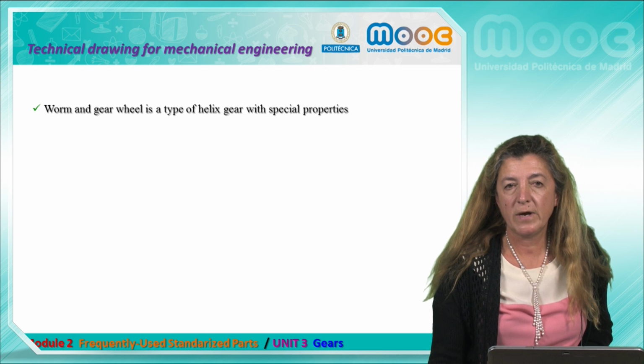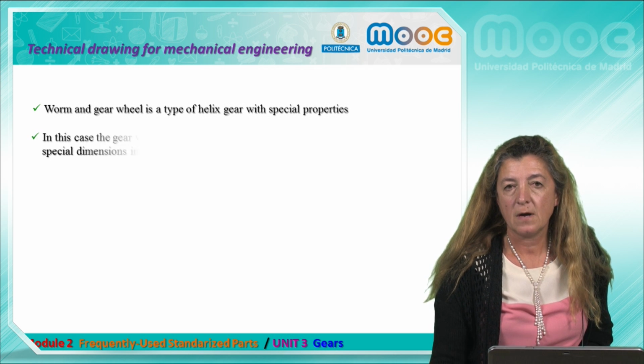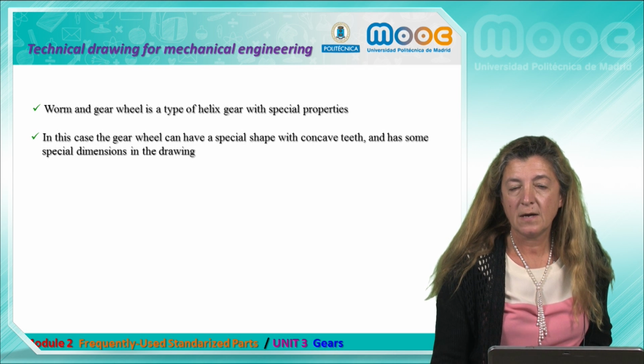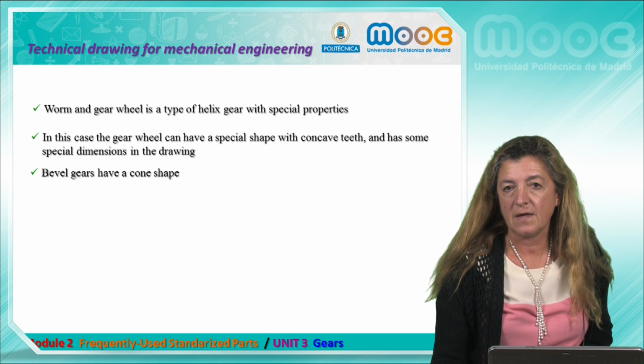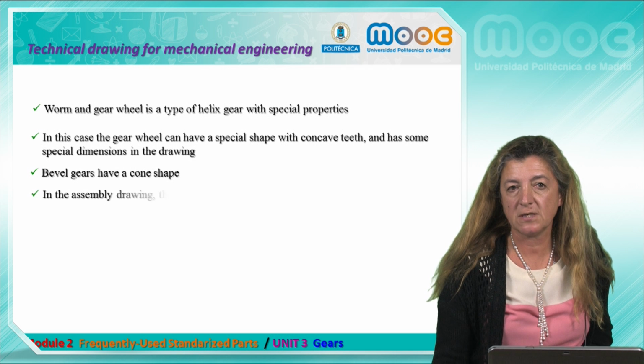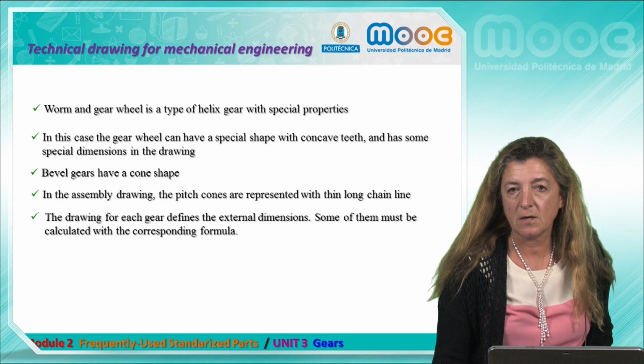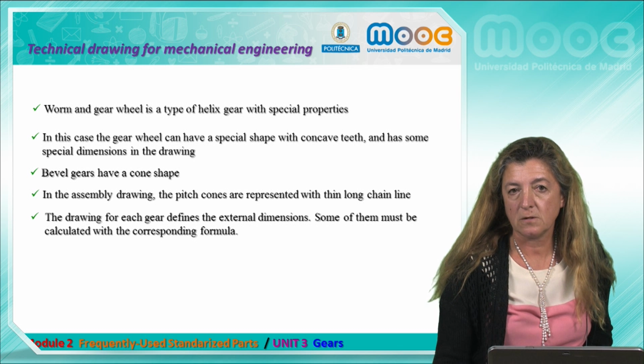Worm and wheel is a type of helical gear with special properties. In this case, the gear wheel can have a special shape with concave teeth and has some special dimensions in the drawing. Bevel gears have a cone shape. In the assembly drawing, the pitch cones are represented with a long chain line. The drawing for each gear defines the external dimensions. Some of them must be calculated with the corresponding formulas, which will be available for you.